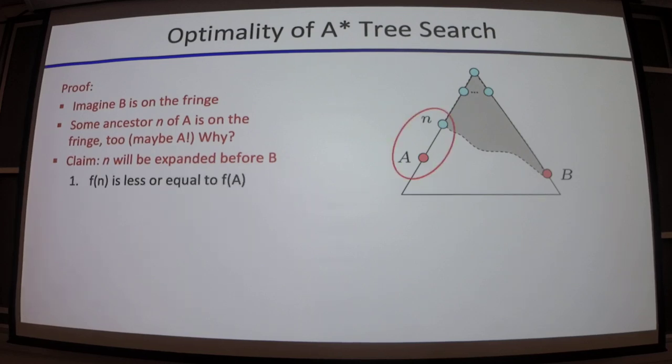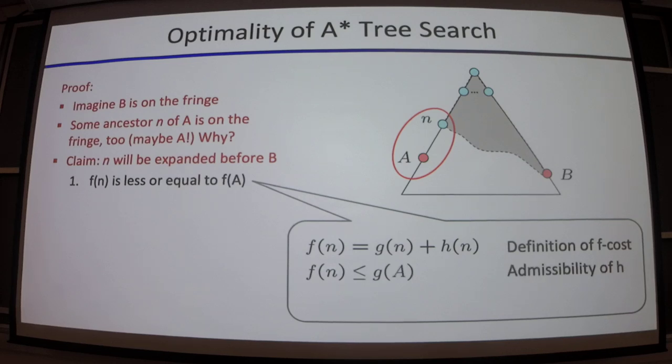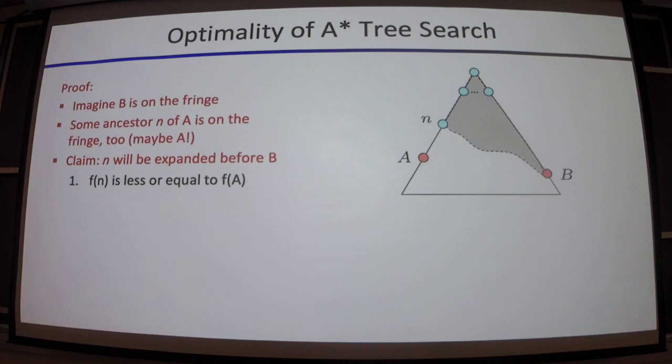Well, first let's note that F of N is less than or equal to F of A. So why is this true? By the definition, F of N is G of N plus H of N, right? And we know that F of N is less than or equal to G of A by the admissibility of the heuristic. Does everybody see that? And we know that G of A is exactly equal to F of A because the heuristic at the goal must be zero. Right? So that tells us that F of N is less than or equal to F of A.